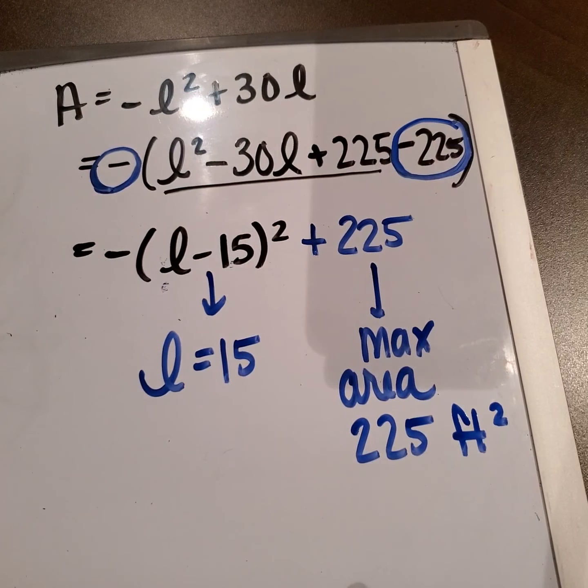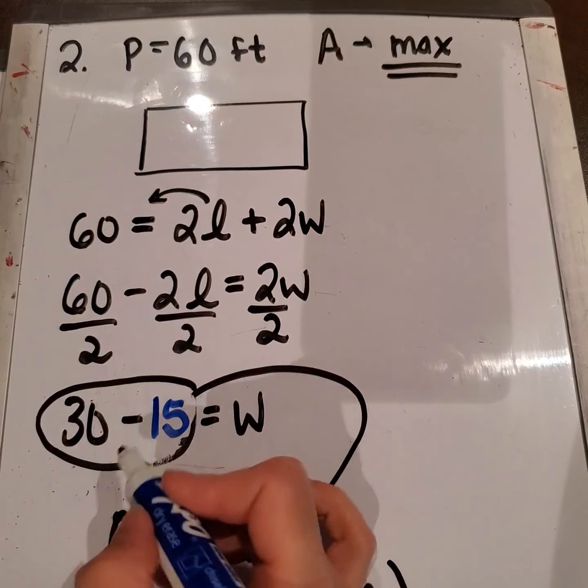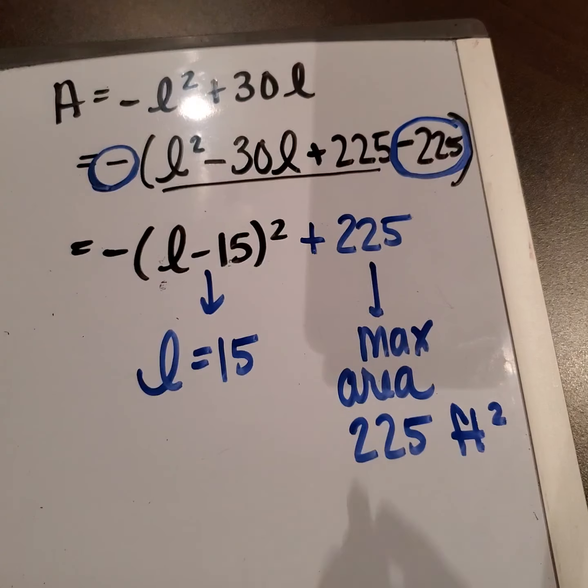If they wanted to know both of the dimensions, then we can go back to this formula we had earlier for width, plug 15 in there, and then it becomes obvious that the width is also equal to 15, okay?